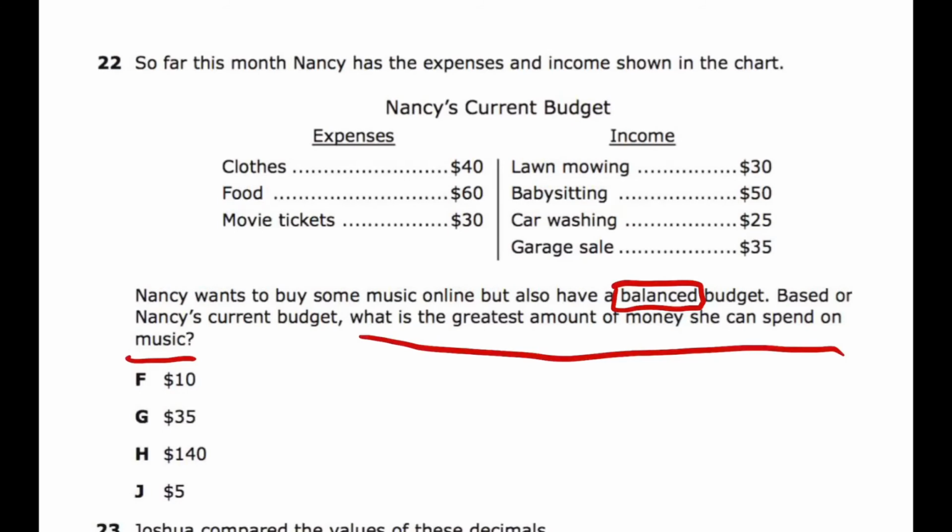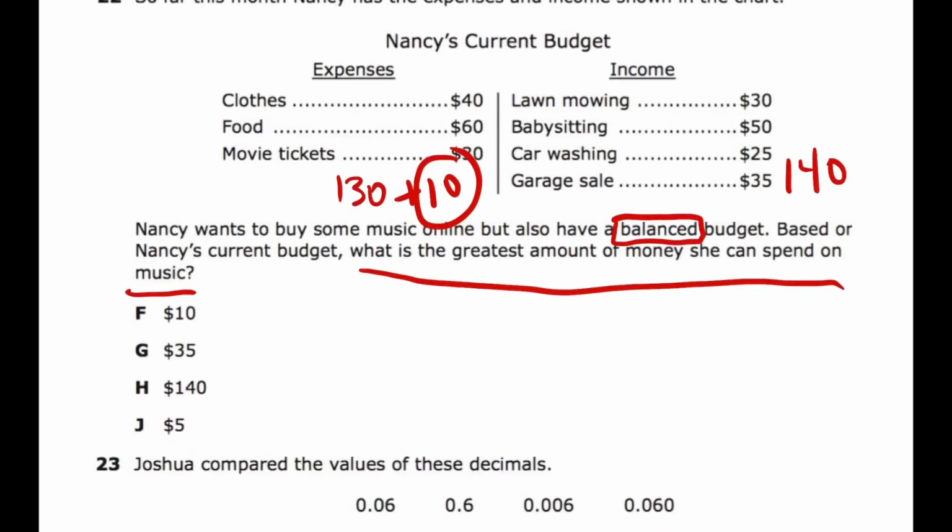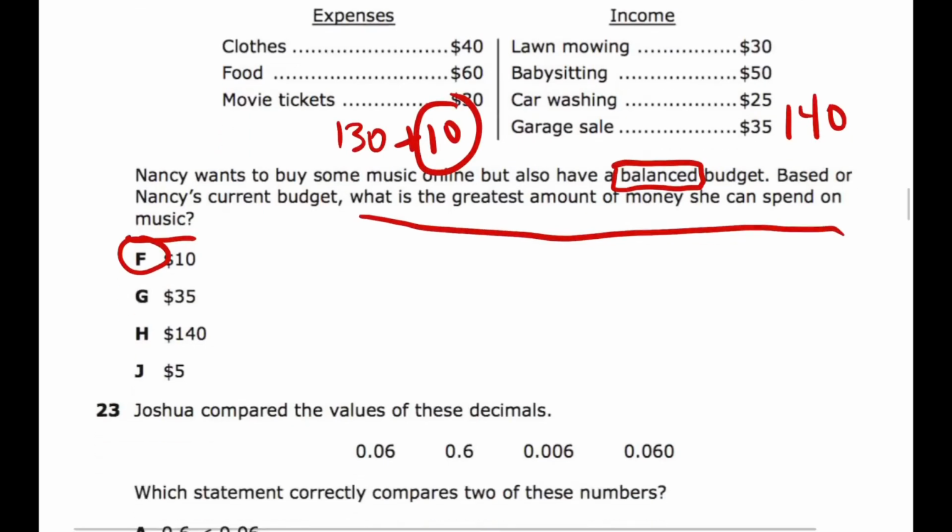So let's first see what we have here. Expenses: 40 plus 60 plus 30, that's going to be 130. On the income side, 30 and 50 is 80, plus 25 is 105, and plus 35 is 140. So right now, my income is bigger than my expenses, so my budget is not balanced. I need $10 more on this side for it to be balanced. So when I look down here, that happens to be one of my answer choices. If she spends $10 a month on music, then her budget will be balanced.